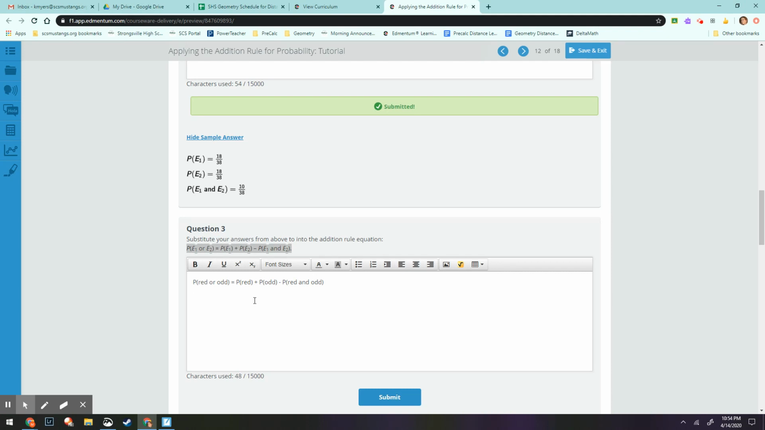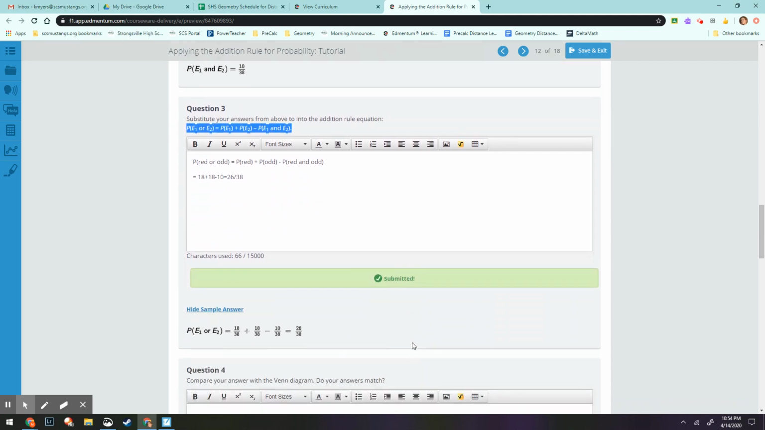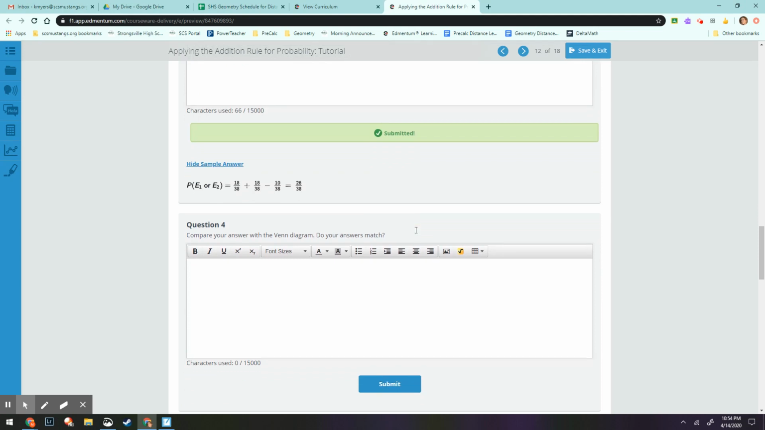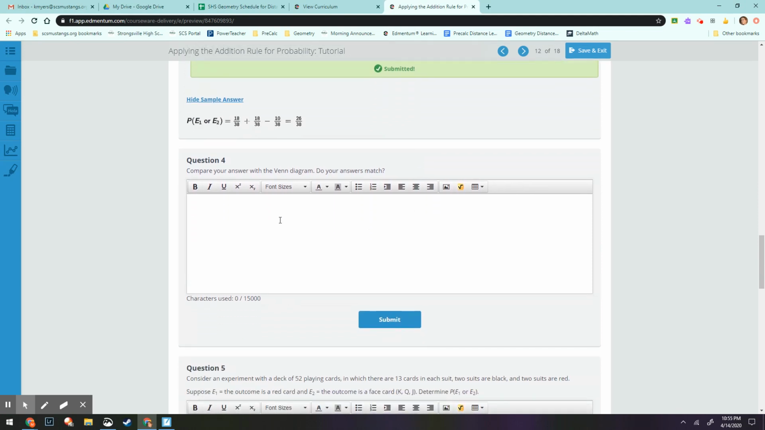Okay, so this will be the probability of red. There are 18 red slots, there's 18 odd slots, and there's 10 that are red and odd. So 36 minus 10 is going to give you 26 total possibilities for it to be red or odd out of 38 total. 26 out of 38, that's my final answer right there. Okay, so don't let that notation freak you out. Compared to the Venn diagram, does it match?